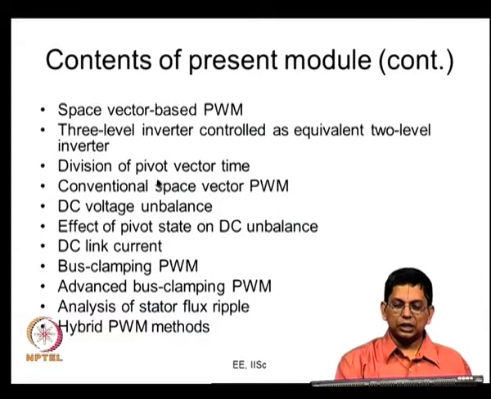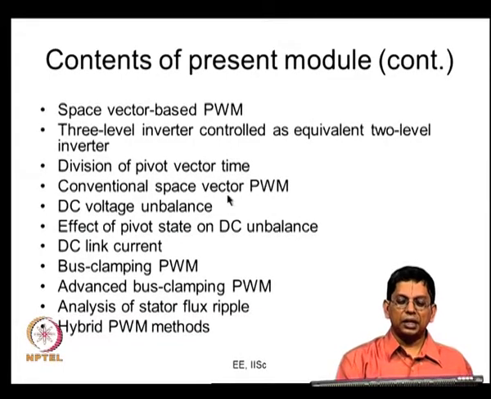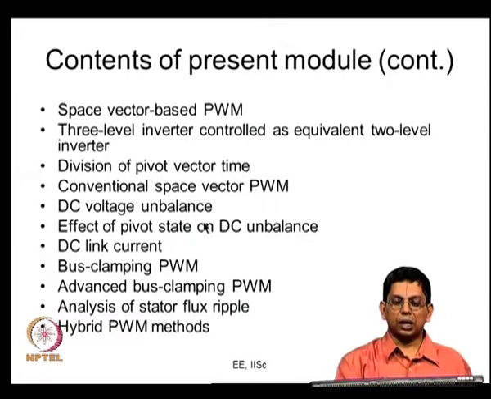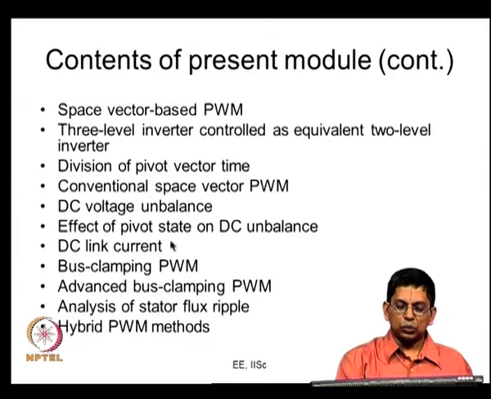And if you really see that the pivot vector time is alright, you can apply either pivot state 1 or pivot state 2. There are 2 pivot states, but they have some influence on the DC voltage unbalance. That is something we will take a look at now. You can look at the effect of pivot state on the DC voltage unbalance, and we will also quickly see how you can evaluate the DC link current for a 3 level inverter as we try to evaluate it for a 2 level inverter.